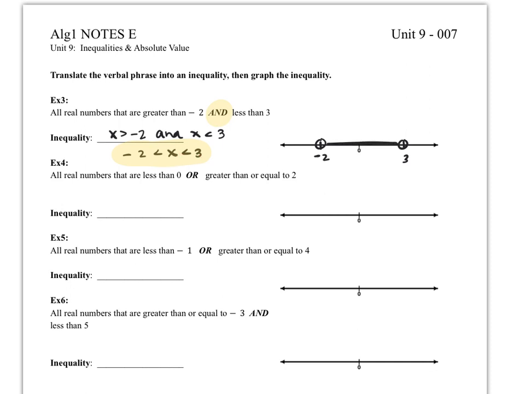Because x is less than 3, I would start at 3 and go to the left. X is greater than negative 2 would start at negative 2 and go to the right. The OR one I can't write as a compound inequality. I just have to write it as two separate ones with an OR.